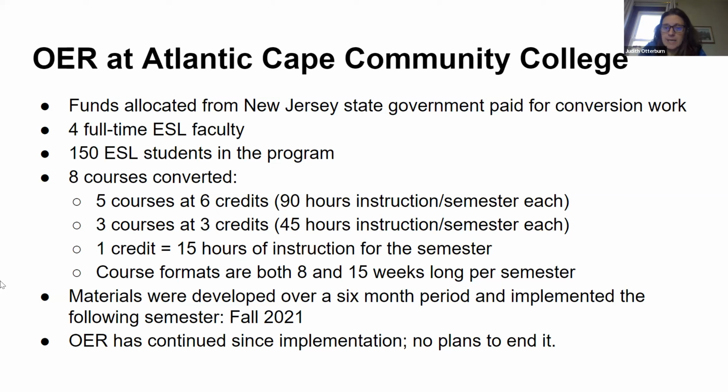from traditional textbooks to 100% OER, with the exception of novels. Novels we still use in paper. Students can use them digitally if they would like to, but besides that, everything else was OER. So you can see here the breakdown. In the US, it's a credit system. So a credit is equal to 15 hours of instruction. So some of our courses are 3 credits and some of them are 6 credits. And the 6 credit courses are integrated skills with reading, writing, listening, speaking all together. So you can get an idea of that format.